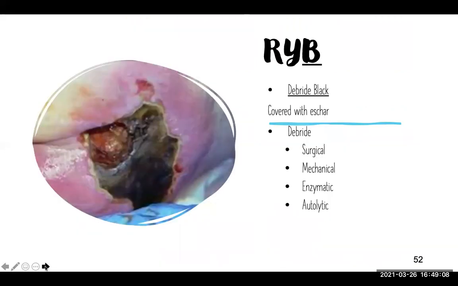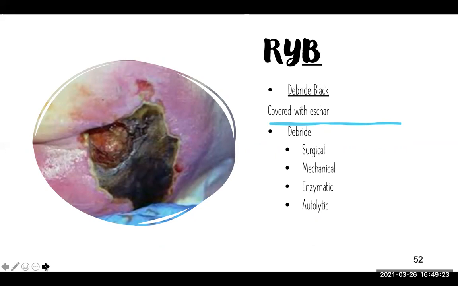All right, so debridement, different ways to debride. So the black tissue is the first thing we've got to address. We've got to debride it. We can surgically debride it, mechanically debride it, enzymatically debride it, or autolytically debride it.